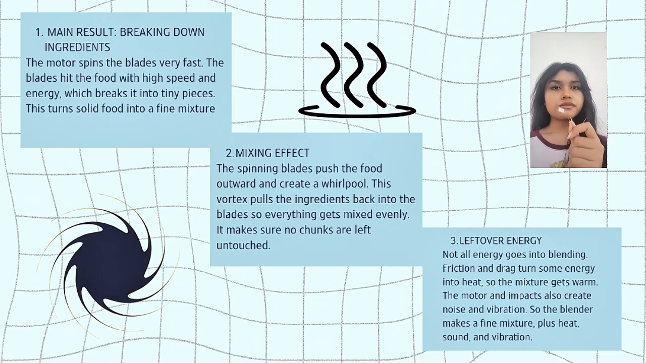Secondly, the mixing effect. The spinning blades push the food outwards and create a whirlpool. This vortex pulls all the ingredients back into the blade so everything gets mixed evenly. It makes sure that no chunks are left unmixed.